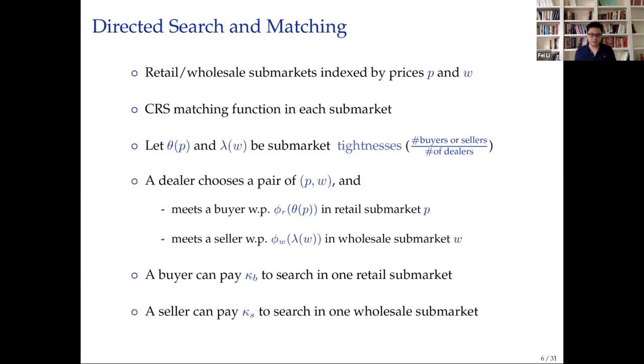So a dealer is going to choose a pair of prices at each moment. So you can change the price dynamically. A retail price P and a wholesale price W. By choosing a retail price P, that means you enter a retail sub-market indexed by price P, and choosing W means that you enter a wholesale sub-market W. And there will be corresponding market tightness, and that means you can meet a buyer and a seller at some rate. Because it's continuous time, we don't need to worry about the event where you meet one buyer and one seller simultaneously at each moment.